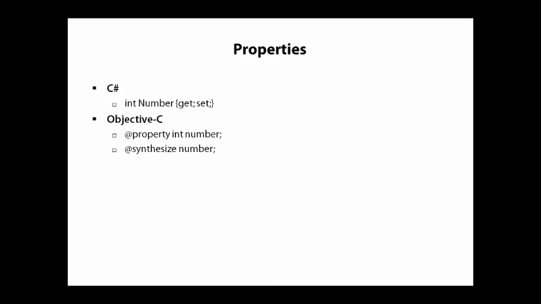Properties. We covered this already in C Sharp. You should be familiar with that syntax. That's an auto property with the getter and setter. In Objective-C, remember, in the .h file, we declare the property, and then in the .m file, we synthesize it to automatically create the getter and setter for it. Self-reference. In C Sharp, we use this. In Objective-C, we use the keyword self.